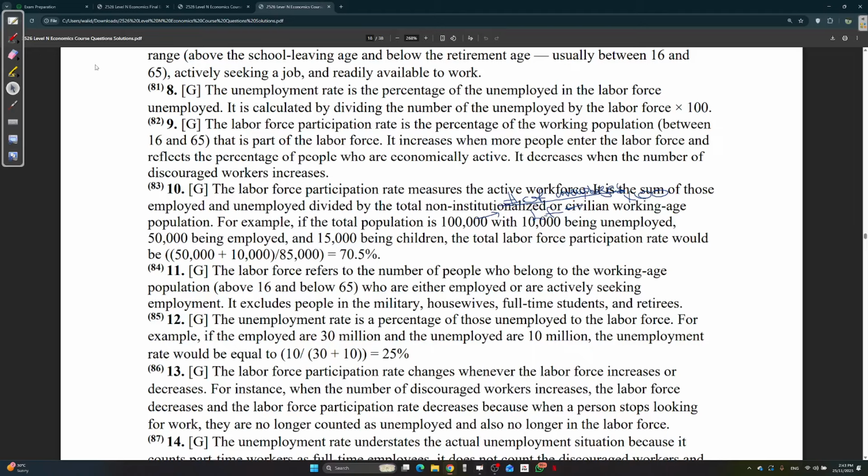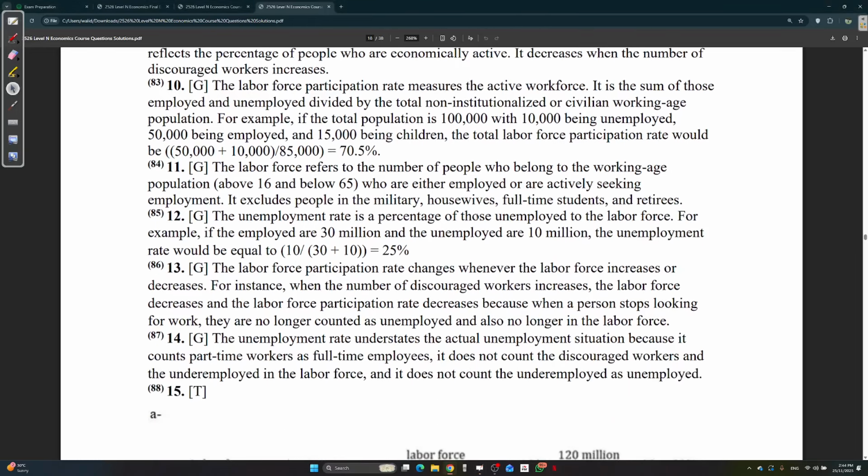Right? Let's take a look at question 12. The unemployment rate is a percentage. Let me go down. Of those unemployed to the labor force. For example, if the employed are 30 million and the unemployed are 10 million, the unemployment rate will be equal to 10 million, the unemployed, over the labor force. And the labor force is the sum of both employed and unemployed. Okay, and you get 25. You have to put times 100. I don't know why they're not putting times 100.